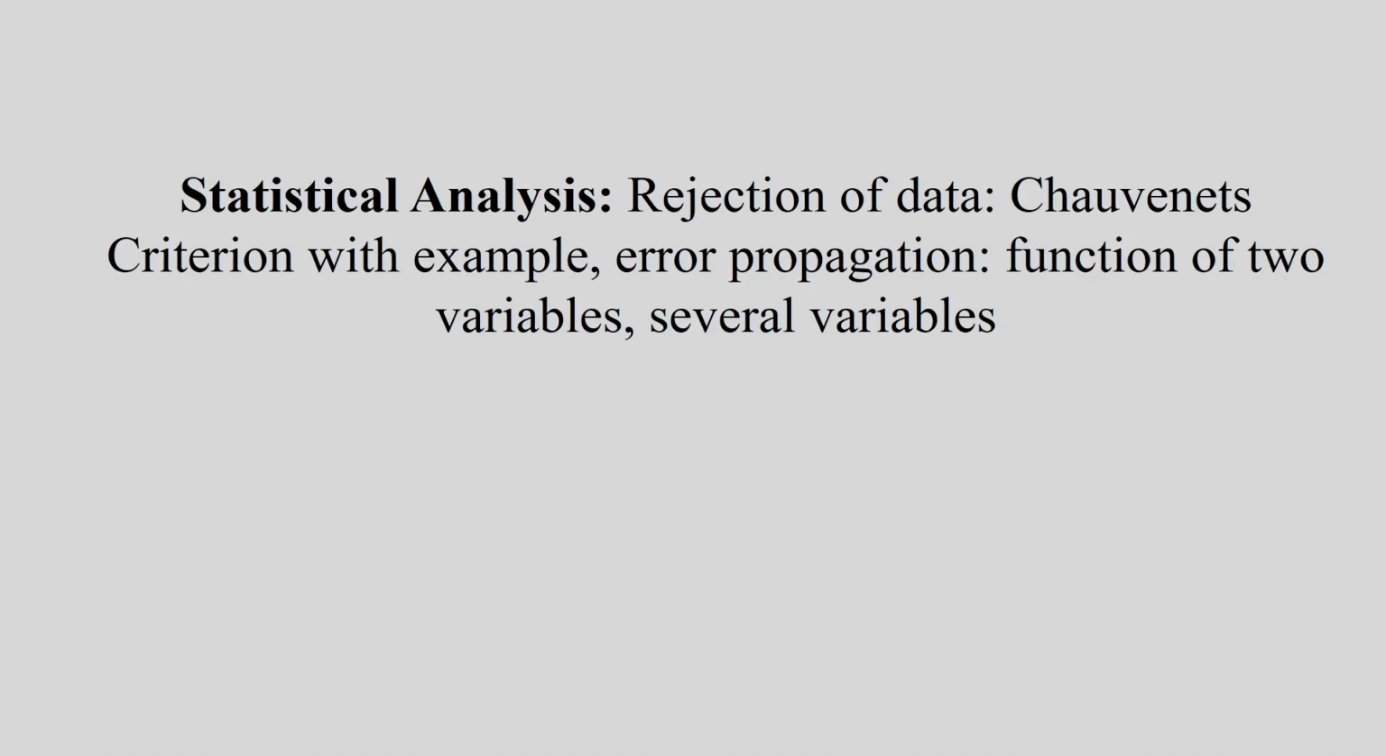Good afternoon. We will discuss today the rejection of data. In fact, this is in continuation of my last class, where we discussed the Chauvenet criterion, which is used to reject experimental data. Now we will take up an example, and considering that example, we will follow the steps which we outlined in the last lecture to reject a particular data point.